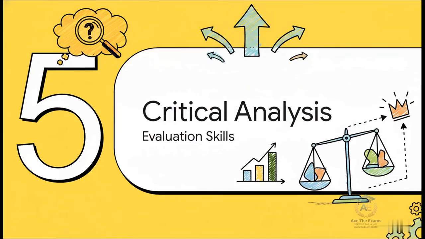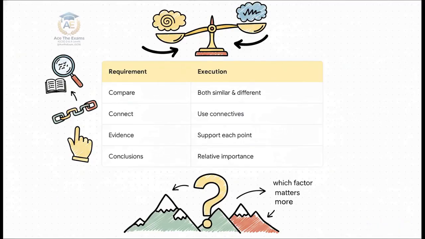Section 5. Mastering Critical Analysis. Welcome to the interactive part of our masterclass. I want you to imagine a complex graph or text excerpt is up on the board right now, and you have 60 seconds to analyze it. Building a top-tier comparative analysis requires a dual focus. You have to identify both similarities and differences. Don't just pick one. You must use proper comparative connectives to seamlessly link your ideas. You must support every single point with hard evidence from the stimulus material. And finally, you have to draw strong conclusions about relative importance. Which factor matters more, and why? That evaluative judgment is exactly what pushes you out of the middle pack and into the highest possible grade bracket.